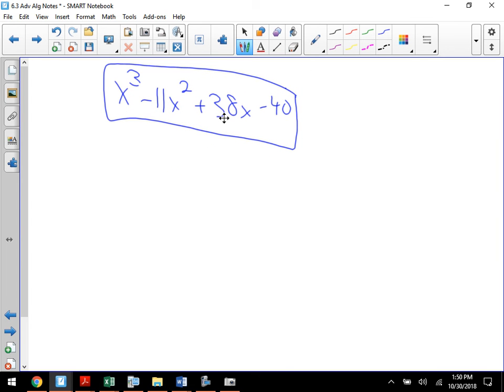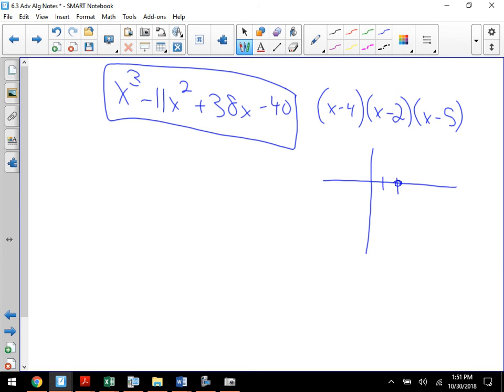So in this one here, this polynomial was created by the terms x minus 4, x minus 2, x minus 5. Was that correct? Okay. So that means that the factors of that polynomial are x minus 4, x minus 2, x minus 5. What are the zeros of that polynomial? 4, 2, and 5. So this has zeros at 2, 4, and 5.